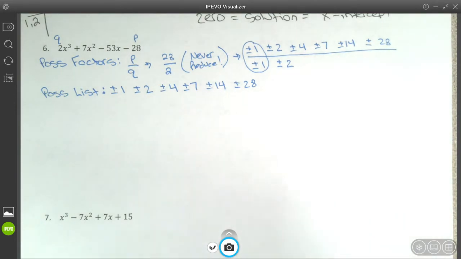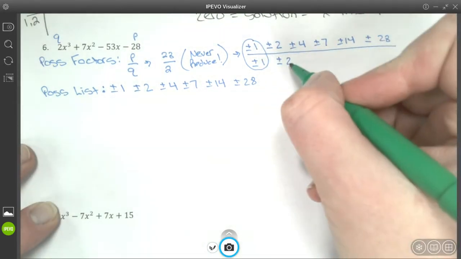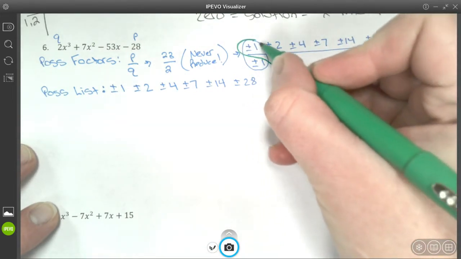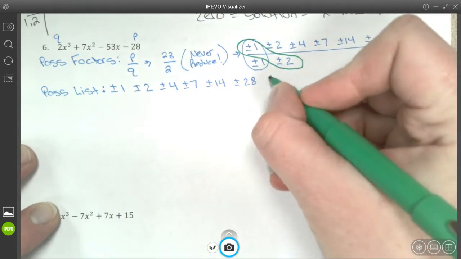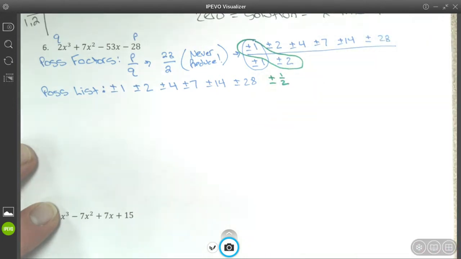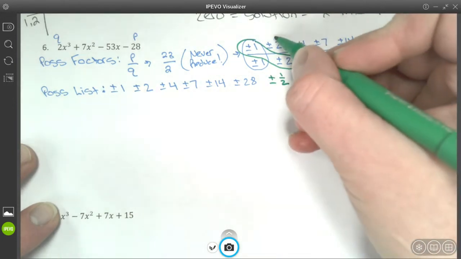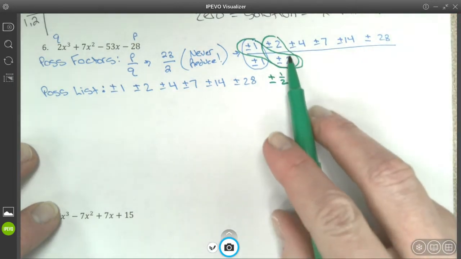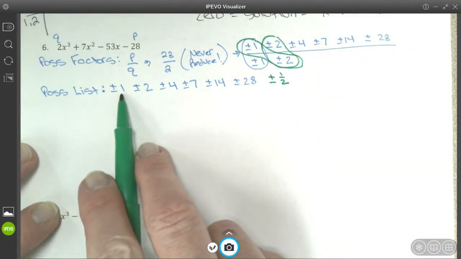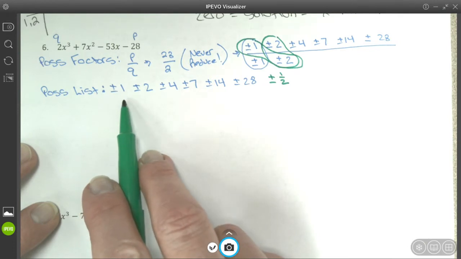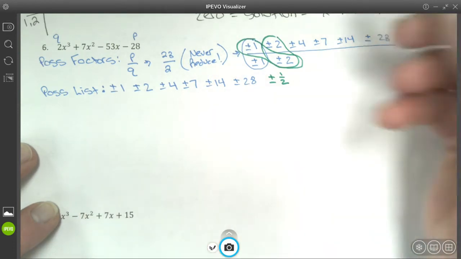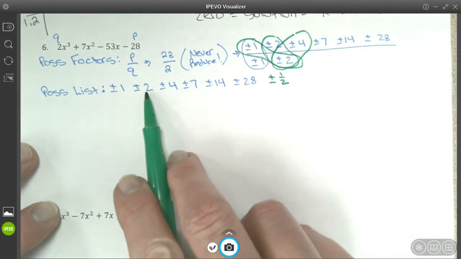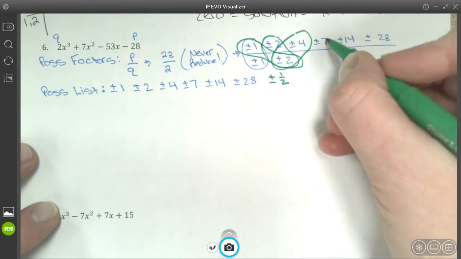Now we have to pair every single term in the numerator with the 2. So 1 divided by 2 gives me plus or minus a half. 2 divided by 2, now you can reduce. 2 divided by 2 is 1, and that one is already listed, so we don't need any repeaters here. 4 divided by 2 is 2, already there.